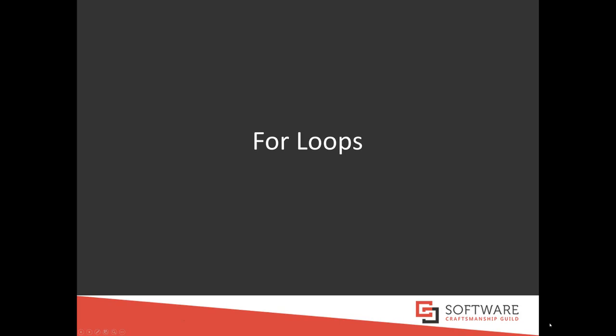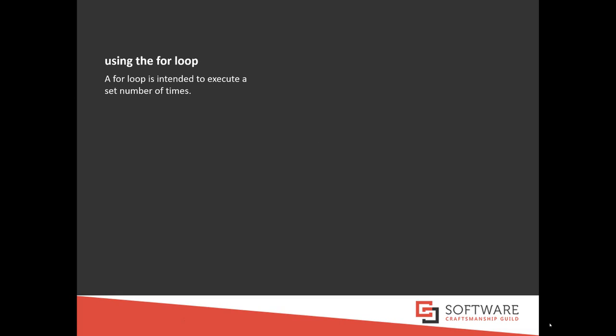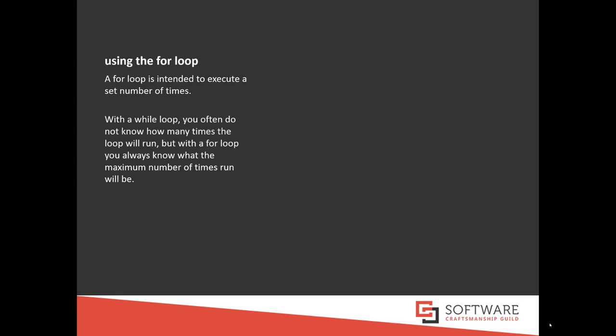The next type of loop I'd like to talk about is the for loop. When we use the for loop, it's because we want to execute something a set number of times. With the while loop, we weren't really sure how many times the loop needed to run. We were basically just waiting for a condition to show up. In the case of our guessing game, the while loop was used because we didn't know at the start how many guesses a user would take to get it right.